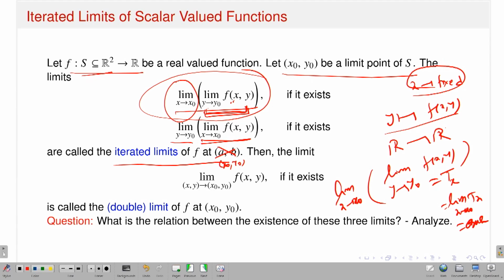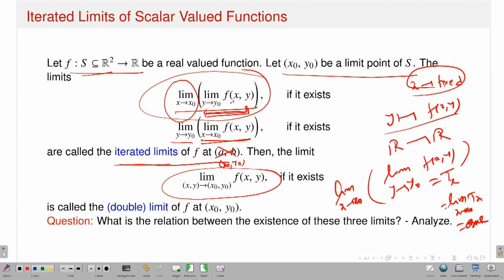called iterated limits. That means keeping x variable first, then take the limit as y approaches y naught, then take the limit as x approaches x naught, and vice versa. The vice versa means the other way around. That means first keep y variable fixed, take the limit as x approaches x naught, then take the limit as y approaches y naught. So if this limit exists, then I will say that these are the iterated limits of f at x naught comma y naught. And what is this? This is the symbol I already explained.